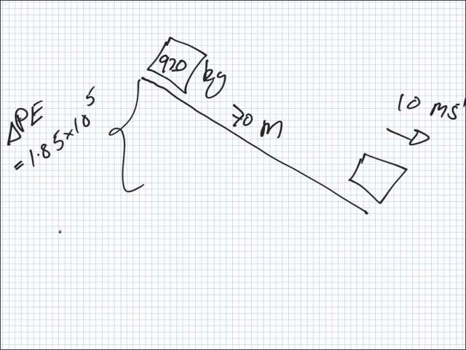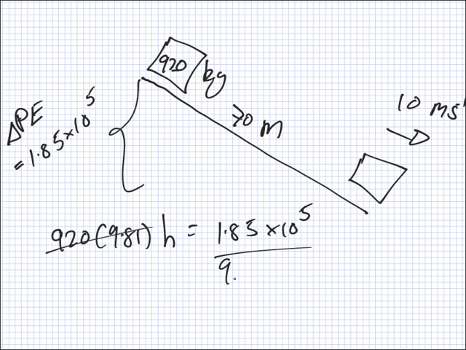Okay, so the first question is, what is the vertical distance? Well, that's just good old mgh equals 1.85 times 10 to the 5. Because that's how much potential energy it lost. Wait, hang on. mgh. Yeah, actually they tell us that, don't they? Yeah, so it's just over this. So 20.5 meters is this height here.